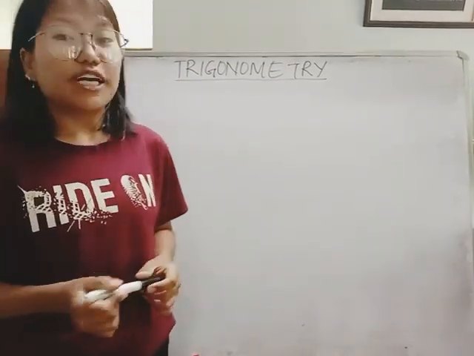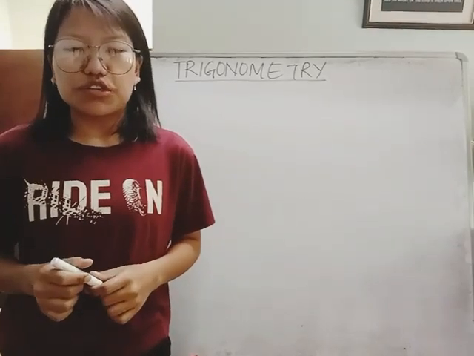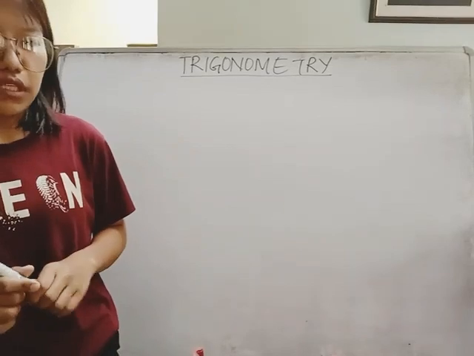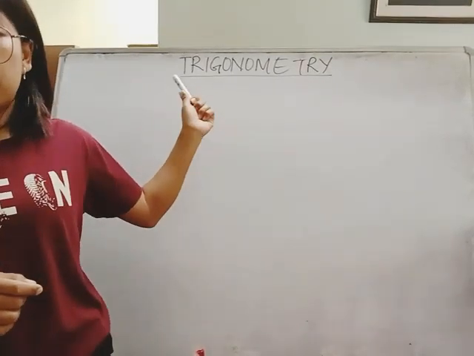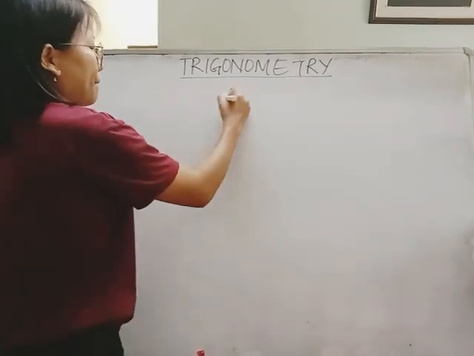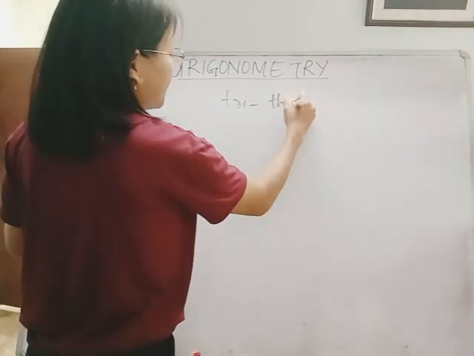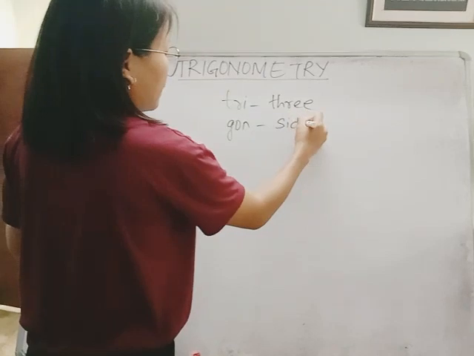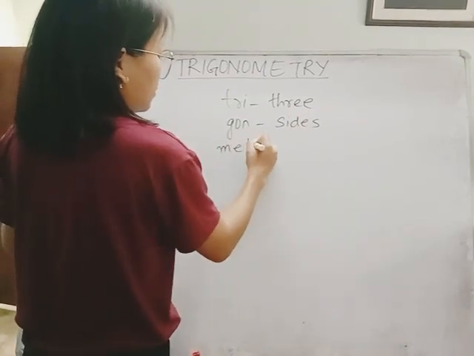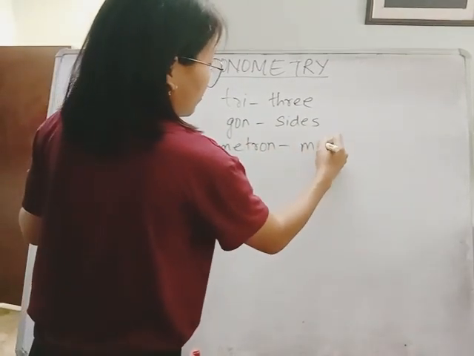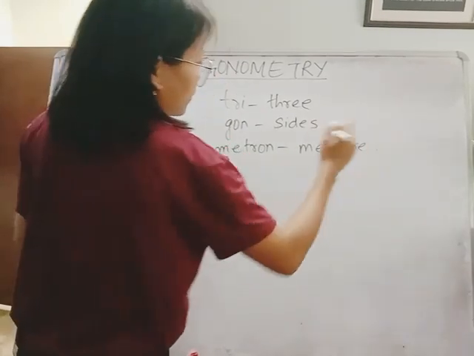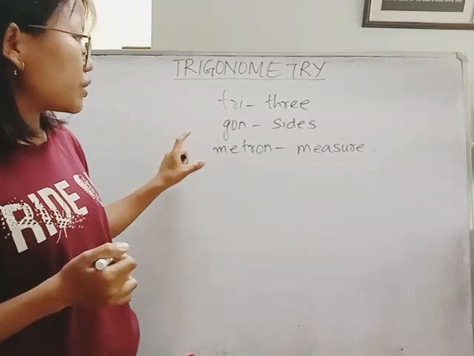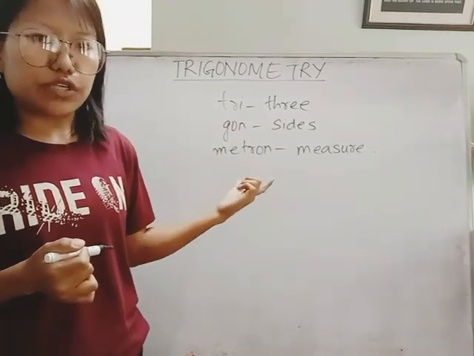In this video, I'm going to talk to you about the basics of one of the important branches of mathematics, that is trigonometry. The word trigonometry is derived from the Greek words tri, meaning three, gon, meaning sides, and metron, meaning measure. In fact, trigonometry is the study of relationships between sides and angles in a triangle.